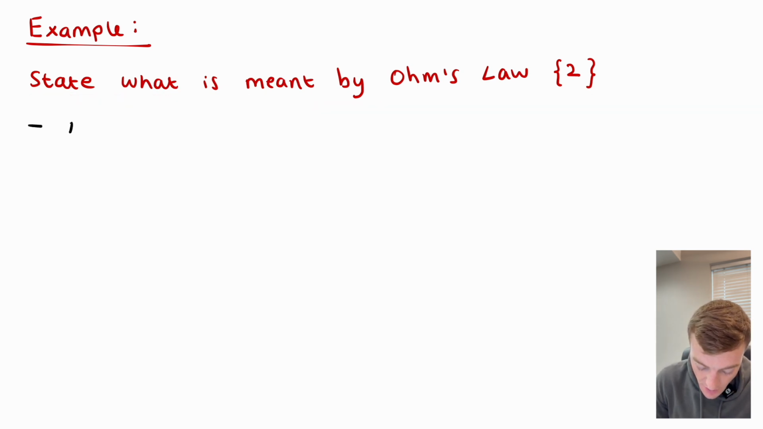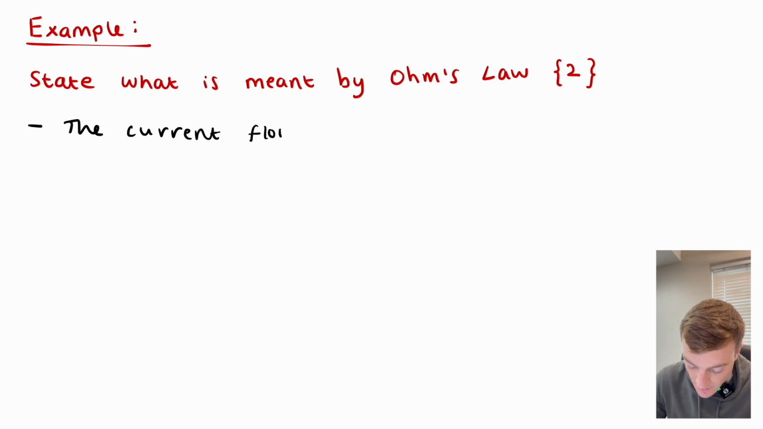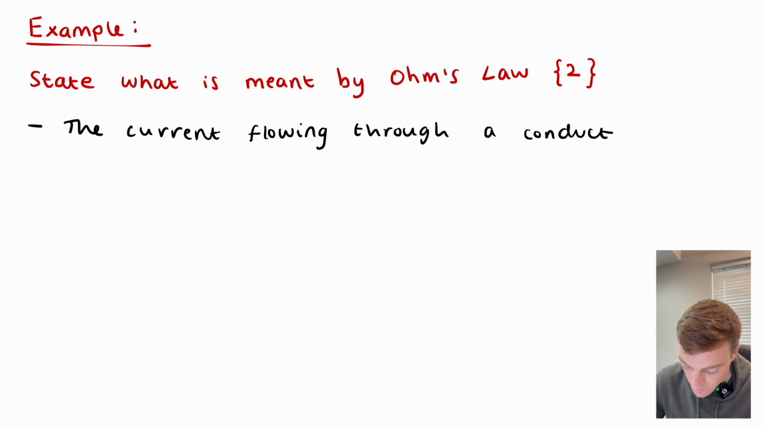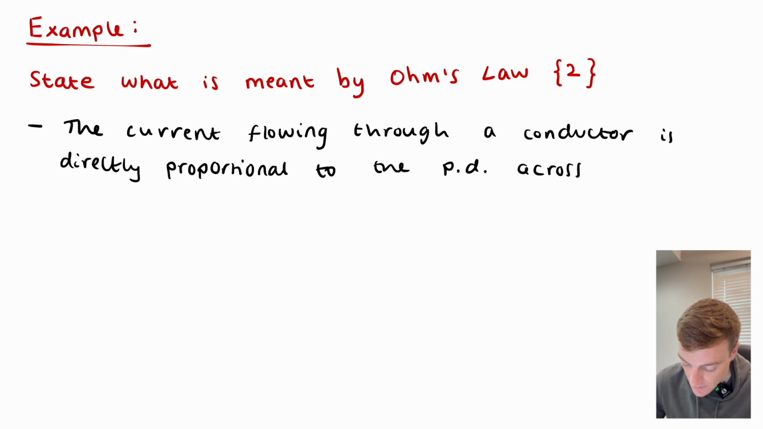So it's the current flowing through a conductor is directly proportional to the potential difference across it. That gets you 1 mark. And then you also must say, providing temperature is constant.